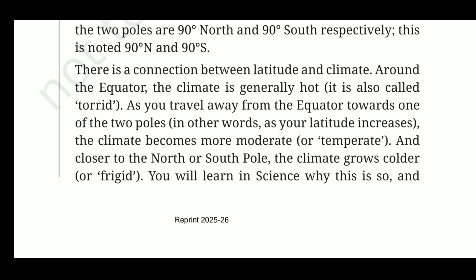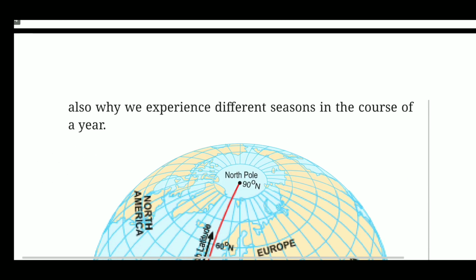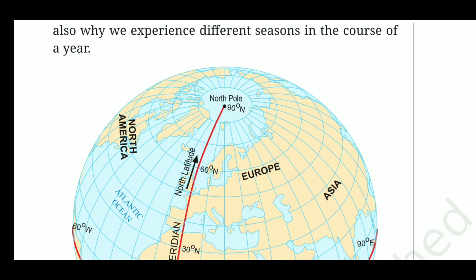There is a connection between latitude and climate. Around the equator, the climate is generally hot. It is called torrid. As you travel away from the equator towards one of the two poles, in other words, as your latitude increases, the climate becomes more moderate or temperate, and closer to the north or south pole, the climate grows colder or frigid. You will learn in science why this is so, and also why we experience different seasons in the course of a year.